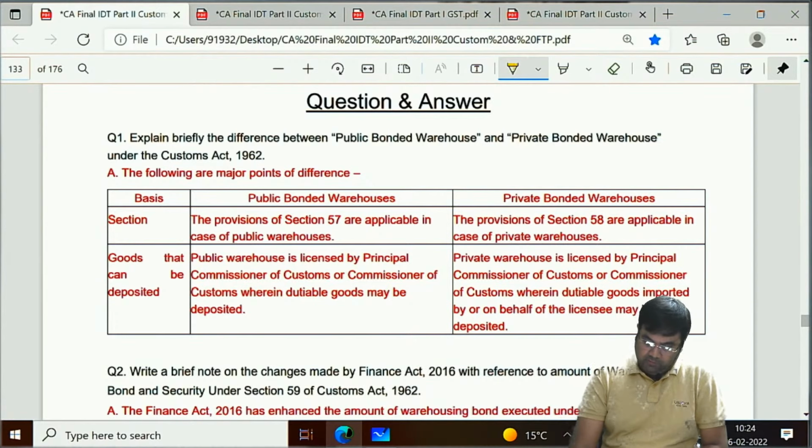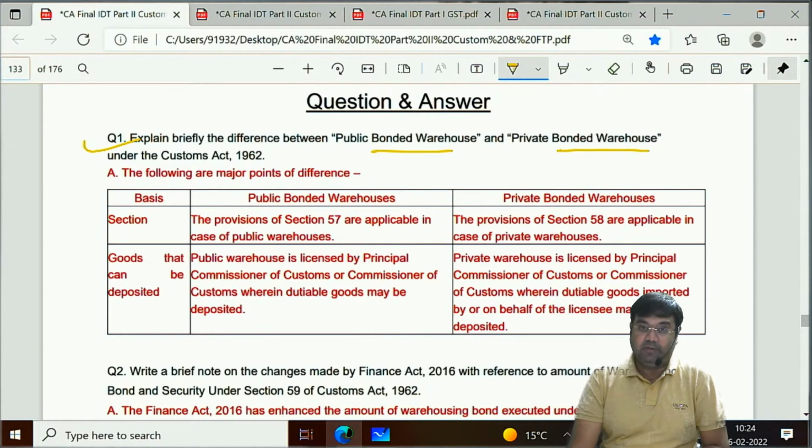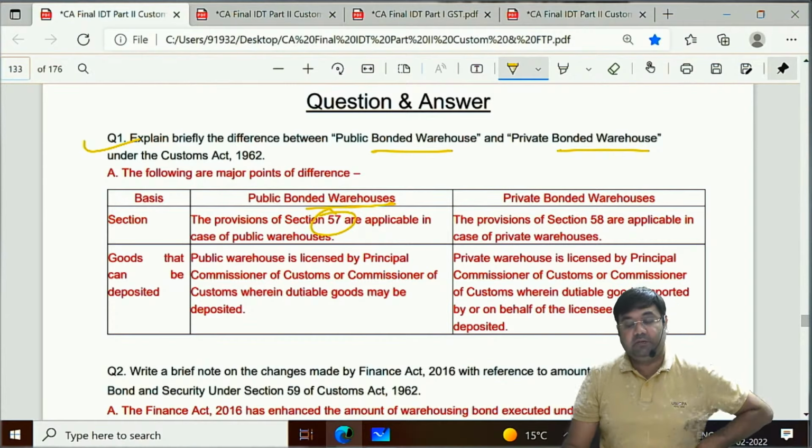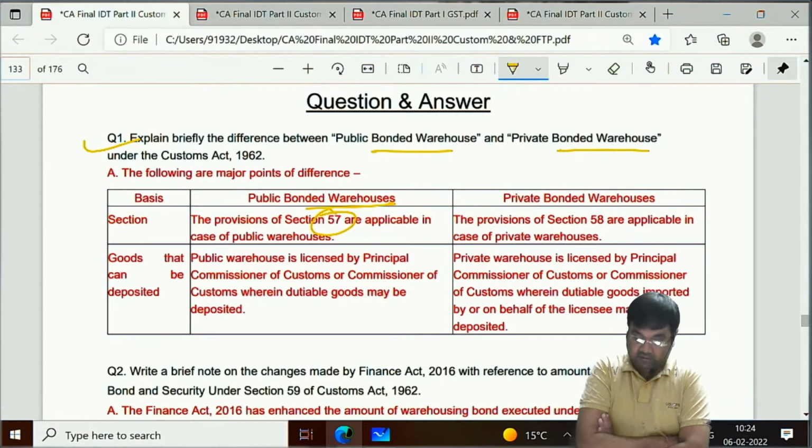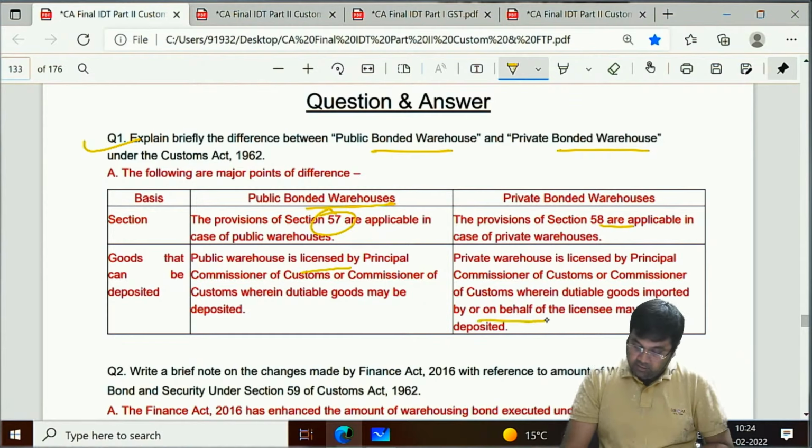So the difference you people are aware of between public bonded warehouse and private bonded warehouse, including special warehouse also. So for public bonded warehouse, section 57 is going to be applicable. The Commissioner or Principal Commissioner of Customs is going to give the license under section 57. Here it is section 58. It is for anyone, the public, and this is by or on behalf of the licensee, goods may be deposited.